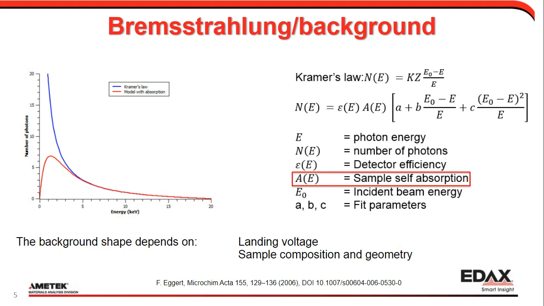So a lot of these X-rays will never make it out. Kramers' law says we'll have a very large number of very low energy X-rays, but those are very easily absorbed, so they will never make it out of the sample, and that's why we see the sharp drop-off in energy due to absorption. And it also depends on the detector itself, the detector efficiency. This includes the window transmission.